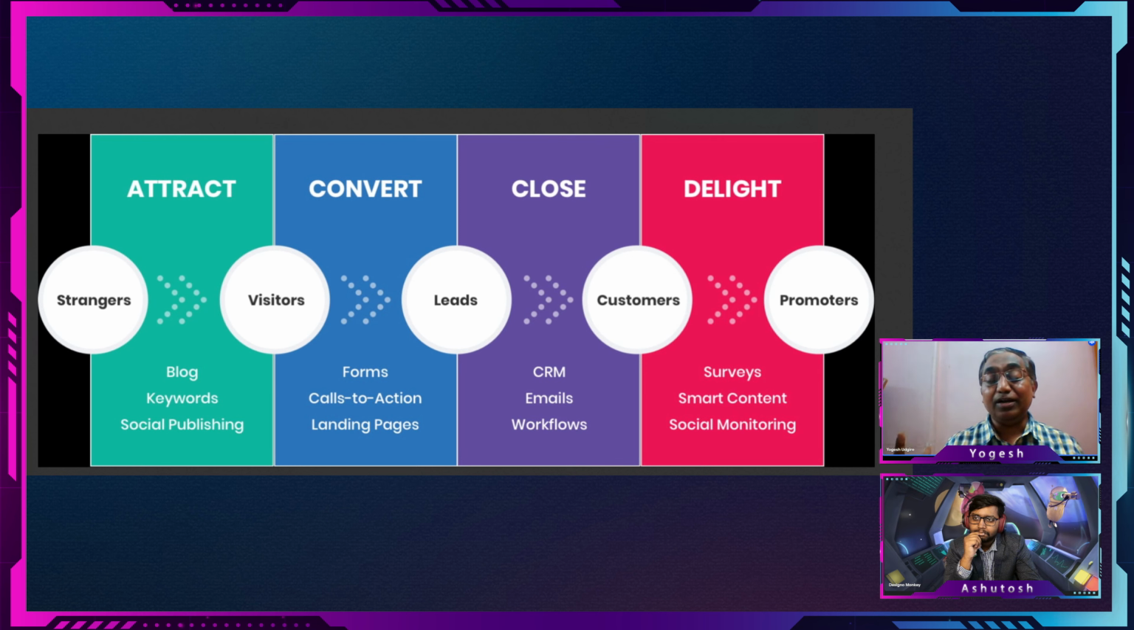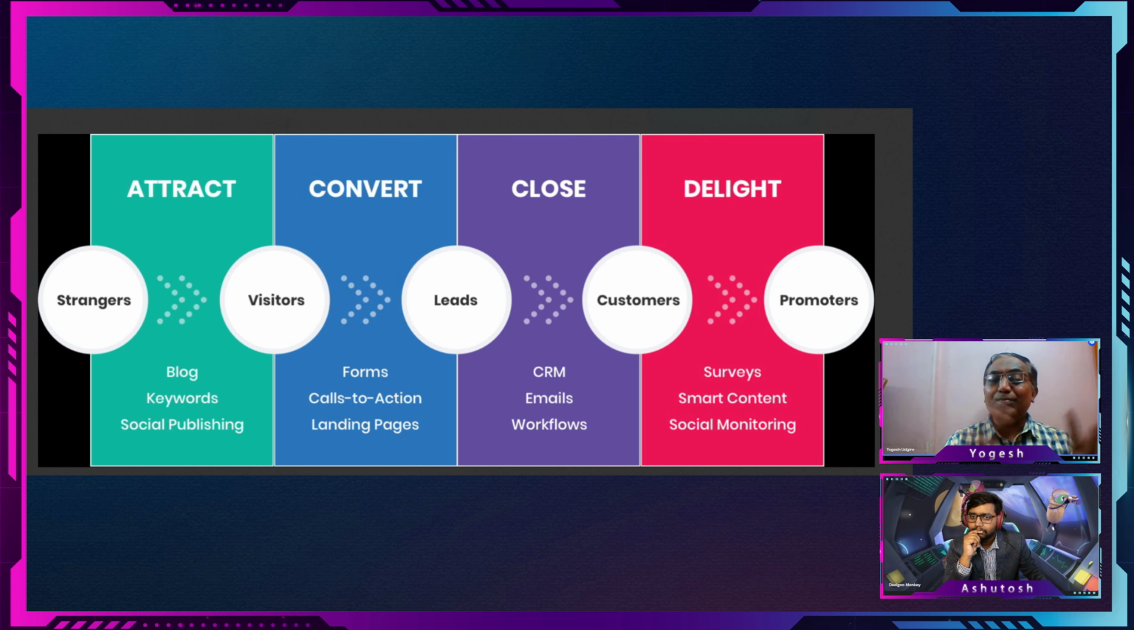Most of the businesses currently don't know whether they are delighting their customers, satisfying the customer, or dissatisfying their customers. There are only three categories to that. And once you delight your customers, they become your brand ambassadors, they become your promoters.